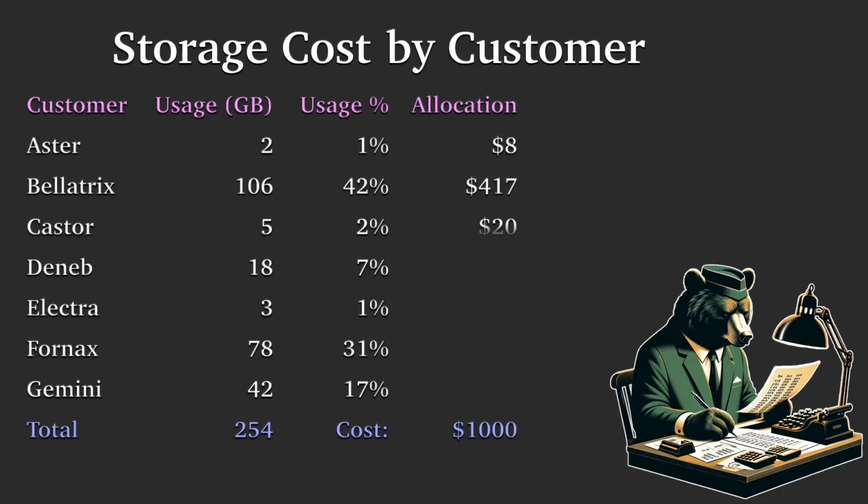Okay, so finally, you simply multiply the percentage usage by the total cost to get the cost allocated to every customer. The keyword here is allocated. We're applying the total cost to each customer weighted by how much they use that service.